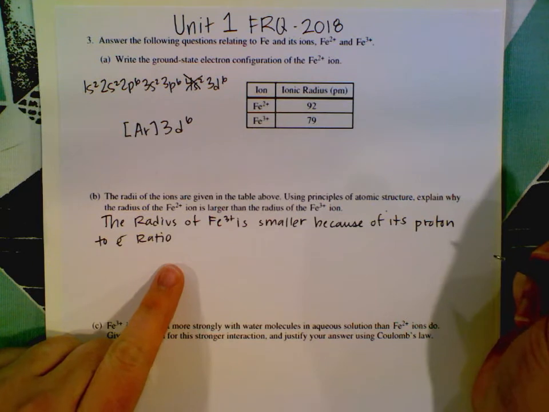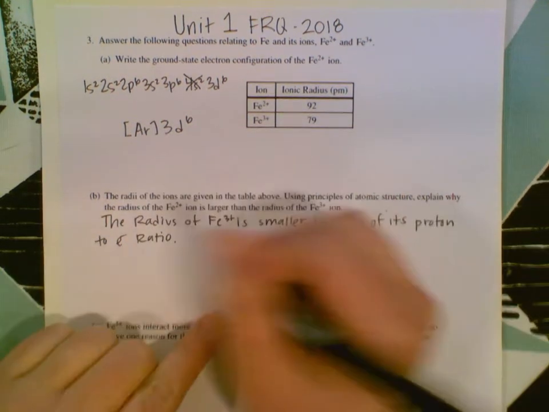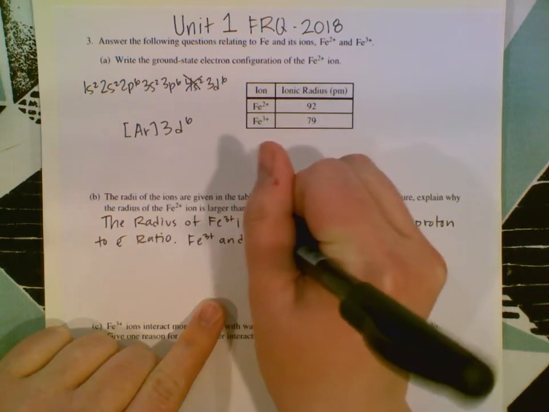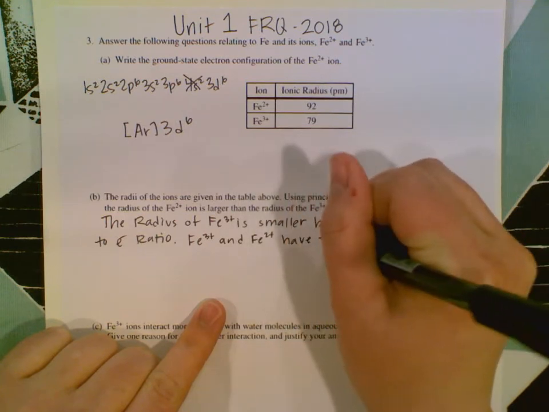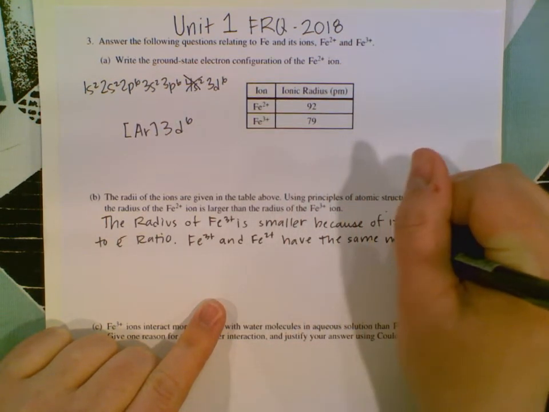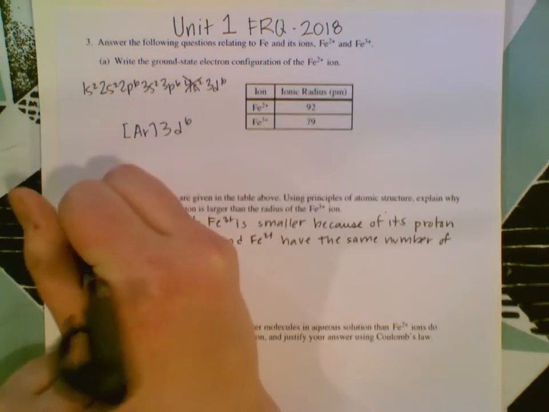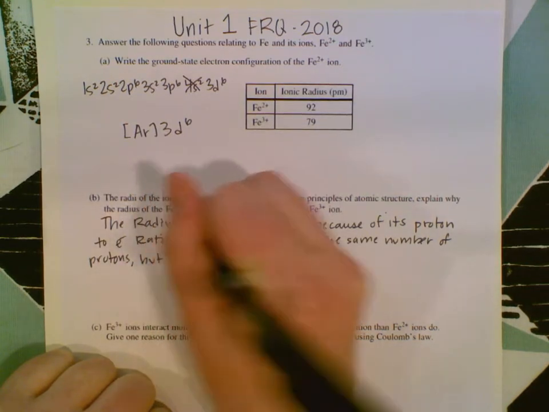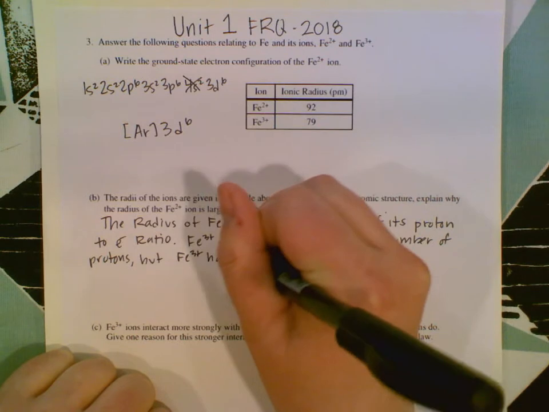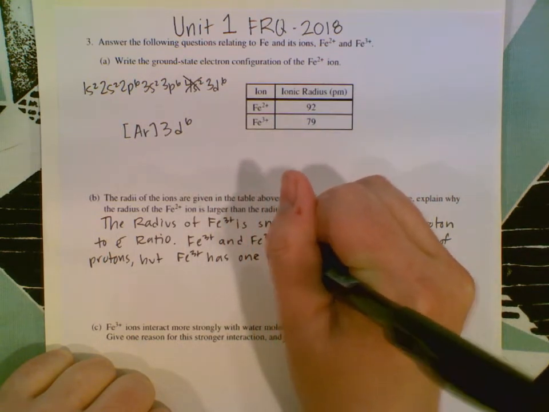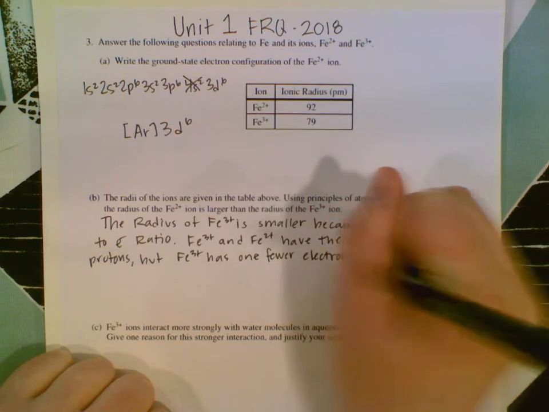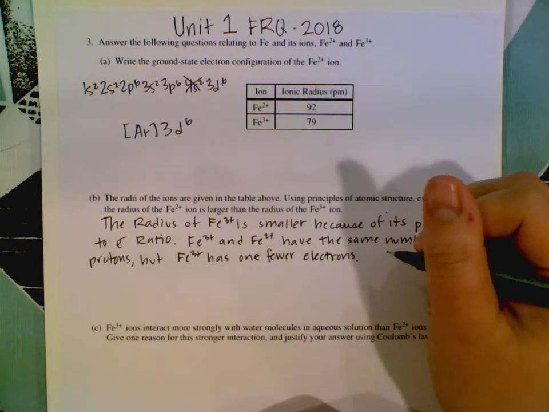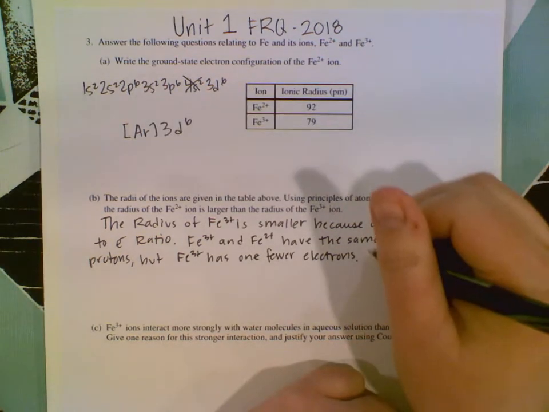Okay, so because of its proton to electron ratio, it ends up being smaller. Now, that is not a sufficient answer. You actually have to explain. So what I'm going to say is Fe3+ and Fe2+ have the same number of protons, but Fe3+ has fewer electrons, 1 fewer. Okay, so there's 1 fewer electron. What I'll say then next is that 1 fewer electron allows the nucleus to pull those electrons closer.